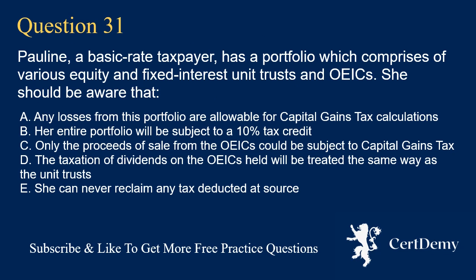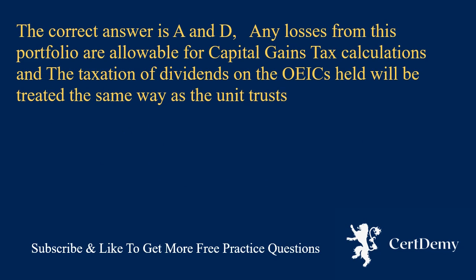Question 31. Pauline, a basic rate taxpayer, has a portfolio which comprises various equity and fixed interest unit trusts and EICs. She should be aware that: A. Any losses from this portfolio are allowable for capital gains tax calculations. B. Her entire portfolio will be subject to a 10% tax credit. C. Only the proceeds of sale from the EICs could be subject to capital gains tax. D. The taxation of dividends on the EICs held will be treated the same way as the unit trusts. E. She can never reclaim any tax deducted at source. The correct answer is A and D. Any losses from this portfolio are allowable for capital gains tax calculations, and the taxation of dividends on the EICs held will be treated the same way as the unit trusts.